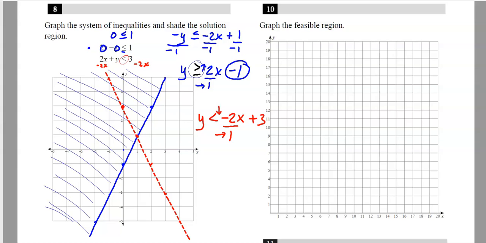Now I got to shade. I'm going to use the little trick on the shade. The trick, remember, is since this is less than, I'm going to shade below the line. So I'm shading, shading, shading. And then all of a sudden, I start double shading. This is the region that gets double shaded.